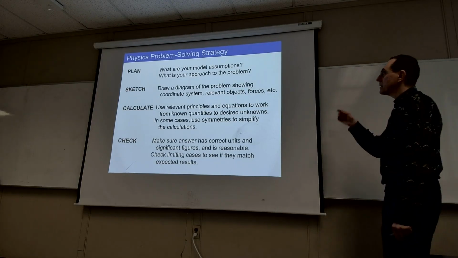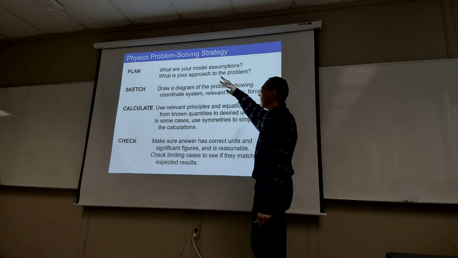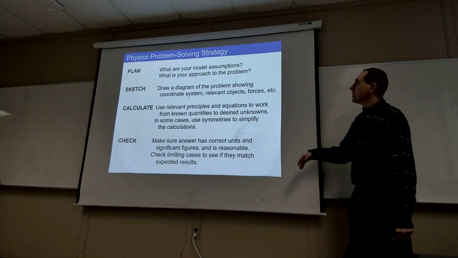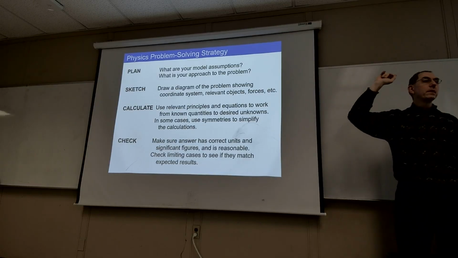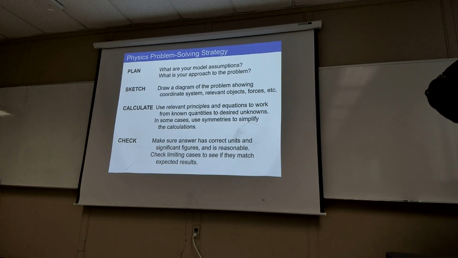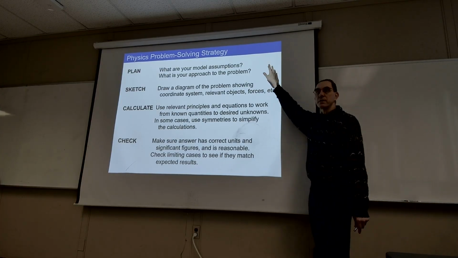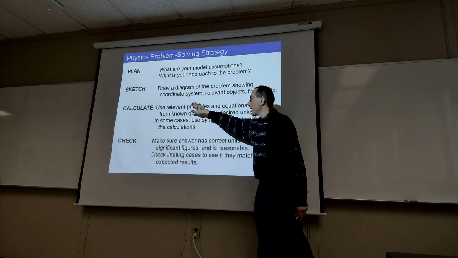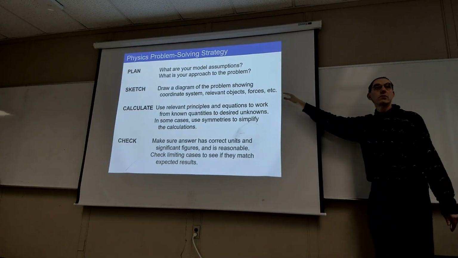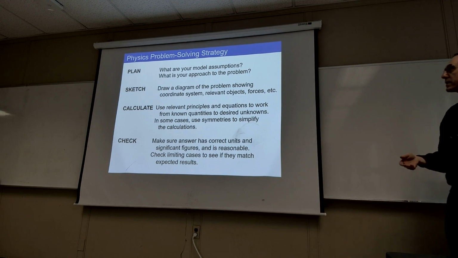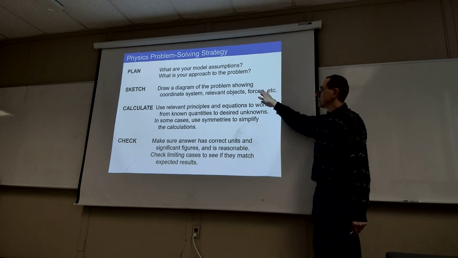Last thing I just want to mention, we briefly talked about this last time, we are going to follow a four-step problem-solving strategy for most of the problems in this course. So again, the planning step: what are your model assumptions? What are your key equations or steps, your approach to the problem? Just briefly, it's good to have a plan whenever you do anything. You want to make a drawing, so coordinate system, drawing any key points or forces or vectors, put that on your sketch.